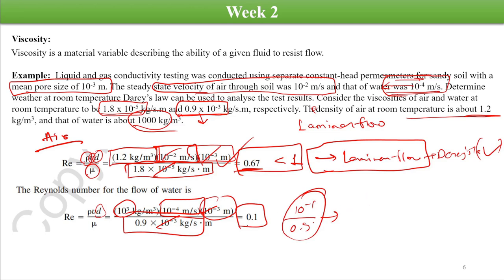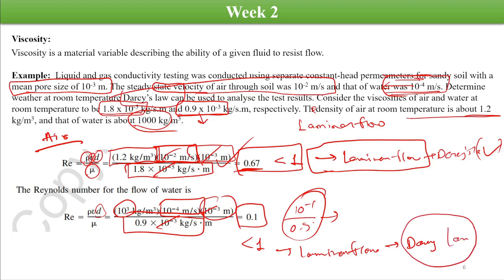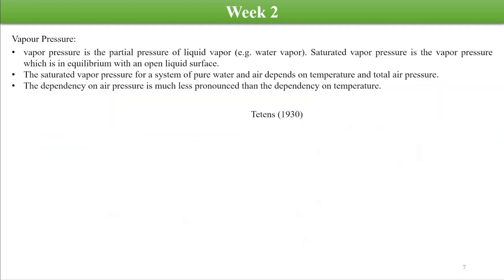So in this case also, the Reynolds number is 0.1, that is less than 1. So this will also be a laminar flow. So it will also follow Darcy's law. Right? So both these flows can be explained or analyzed in the test result in the form of Darcy's law. So Darcy's law can be used to analyze both of these test results.